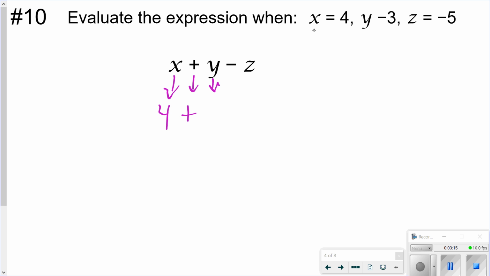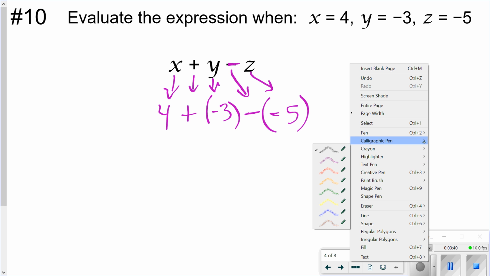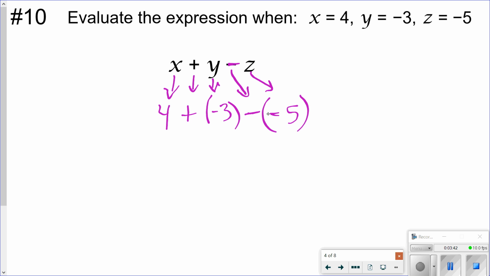The value of y, oops, I'm supposed to have an equal sign. So y is a -3. Remember, you're writing down this minus sign. And then in parentheses, put the value of z, which is a -5. All right, we've got those double negatives here. So to change that, connect those two negatives and make the biggest plus sign possible.